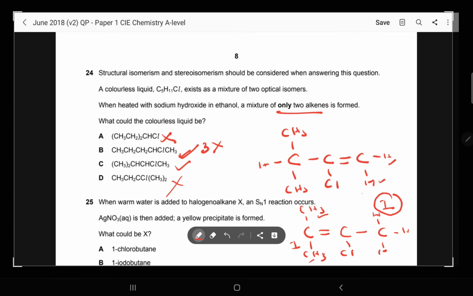One alkene for this isomer, one alkene for this isomer, so 1 plus 1 is equal to 2. So this is the only one that satisfies our condition. So for 24, the answer is C.